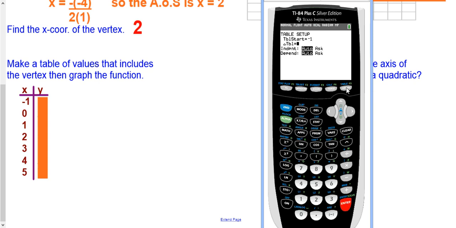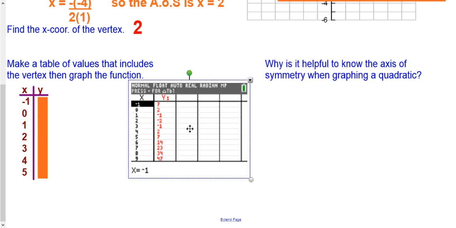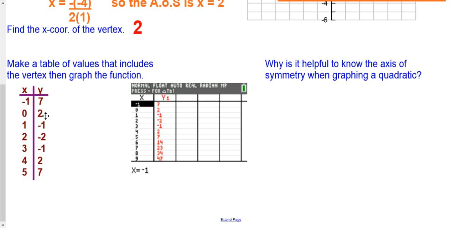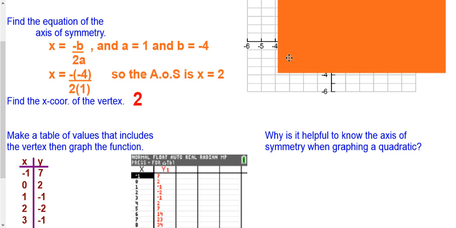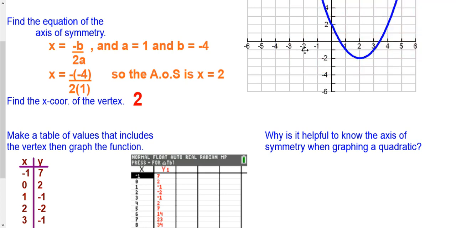Now I need to look at my table. So table is second window. So I'll go second graph. I'll get my table, and then you'll notice here I have my table. I can quickly copy that down. I can then just plot those points, and I get my graph.